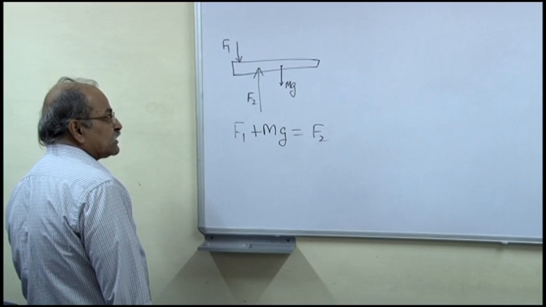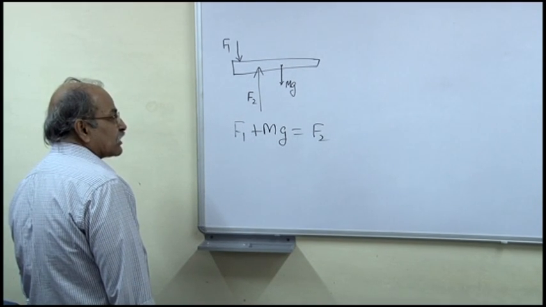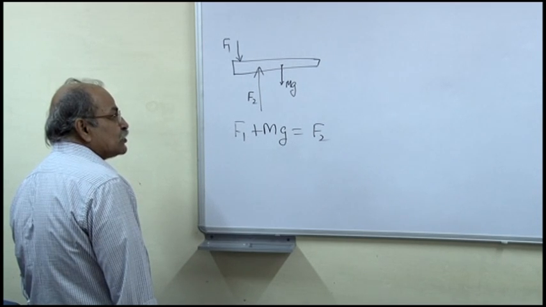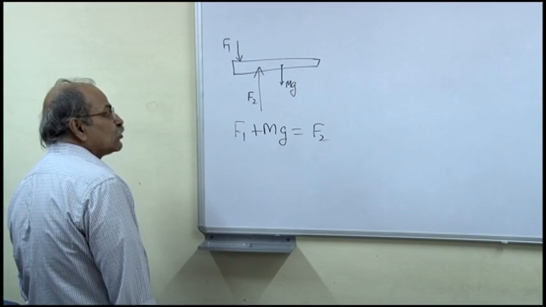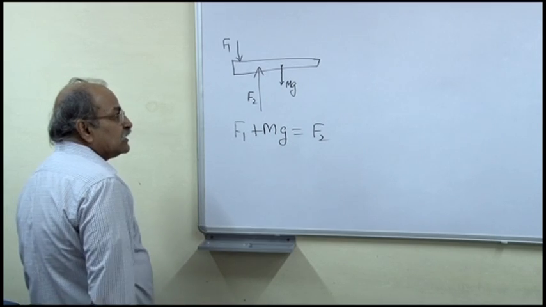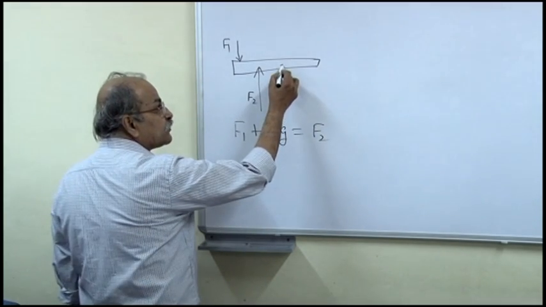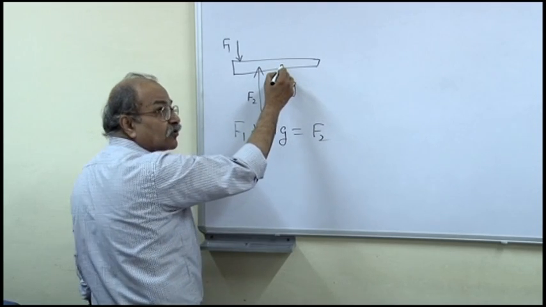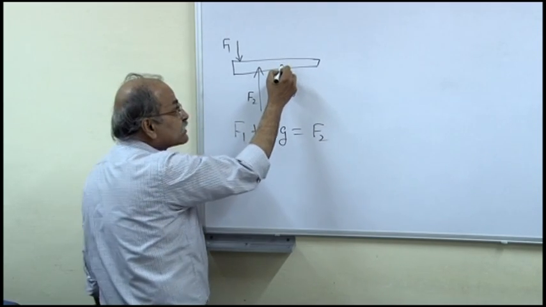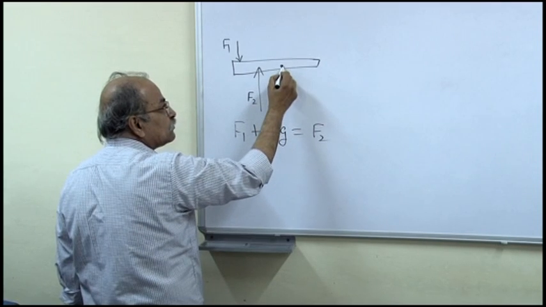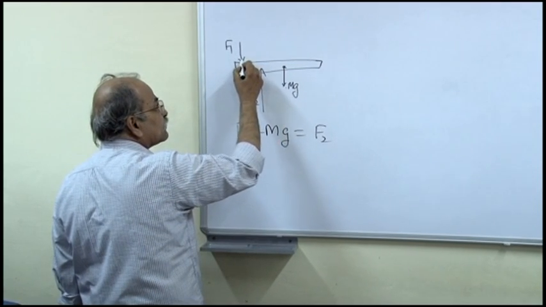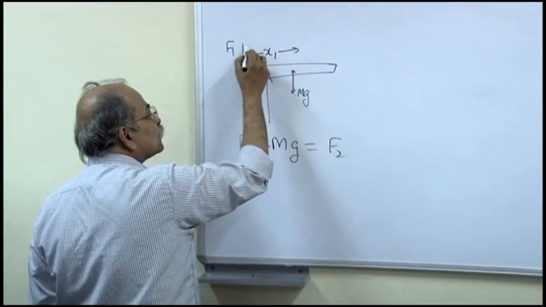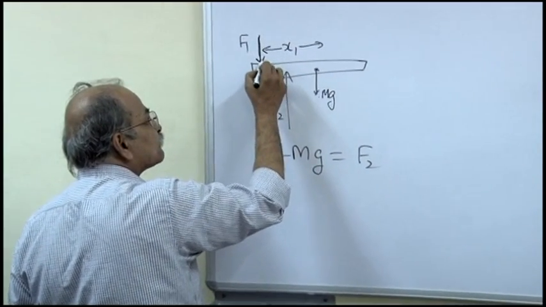It is not going up, it is not going down. Now come to torque. Where do you want to take torque? Any point I can choose and take torques about that. Total external torque should be 0. So take this point, this central point, and the torque of all the forces about this. The torque of mg will be 0, then the torque of F1. So let us take this distance as x1. So what is the torque of this F1?